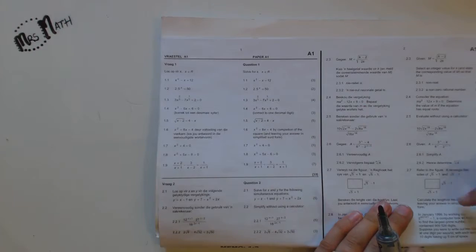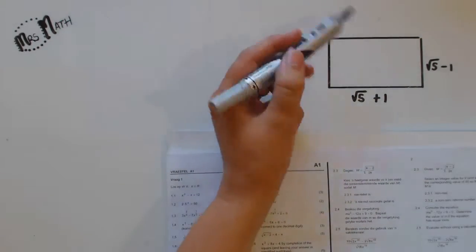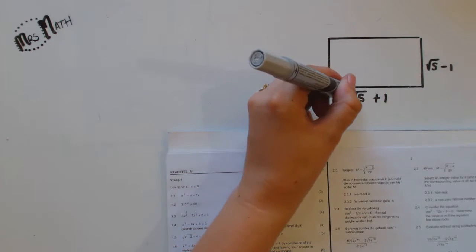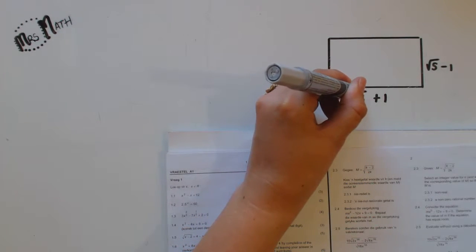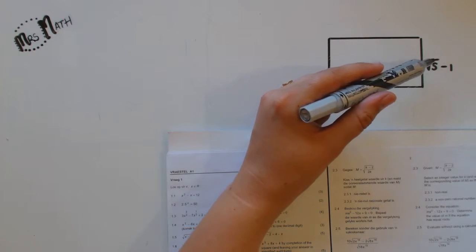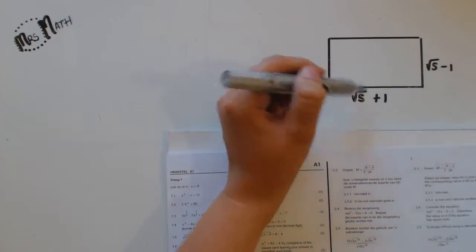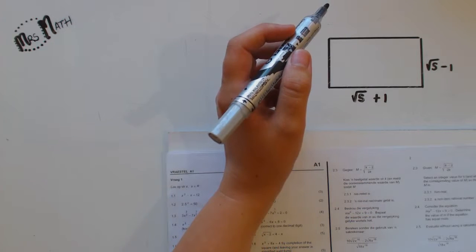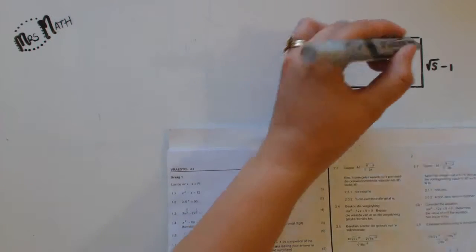A rectangle has side lengths of root 5 plus 1. I drew the rectangle here. There are side lengths of root 5 plus 1 and root 5 minus 1. Then they give the sketch there and they say calculate the length of the diagonal.